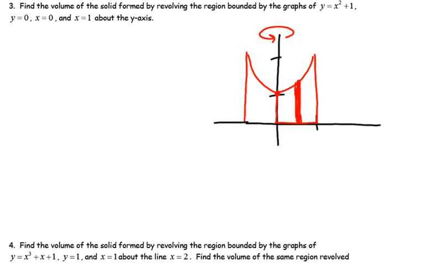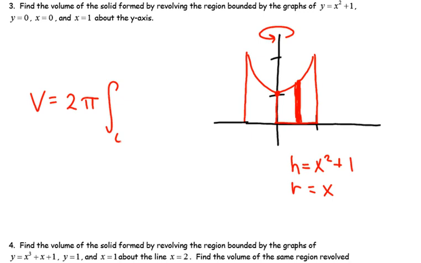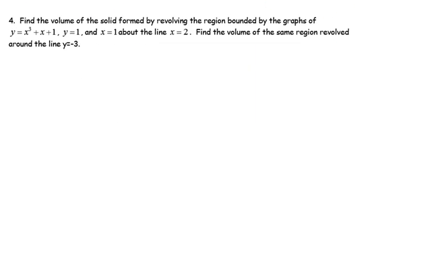That is with respect to x. So let's find our h, which is just x squared plus 1, and our radius, which is just bounded by some x. Then the volume is 2 pi times the integral from x equals 0 to 1 of x times x squared plus 1. So instead of having to split that into 2 integrals, I could have just done it with 1 using the shell method. If you evaluate that, you'll get the same answer. Our final example is a little bit more challenging.